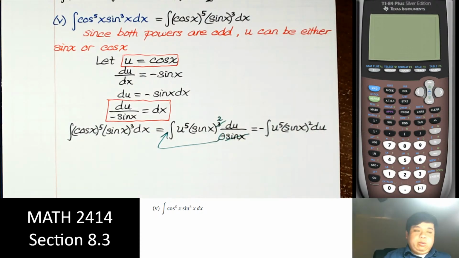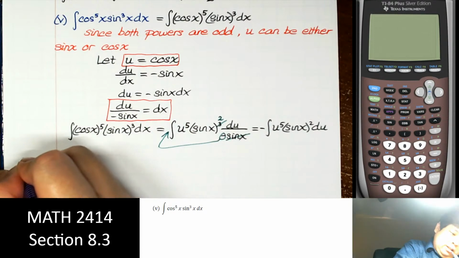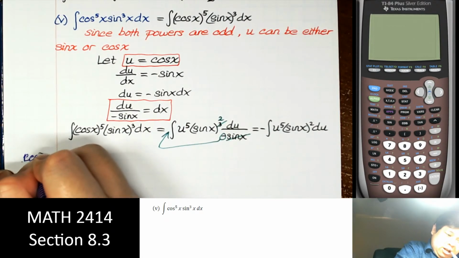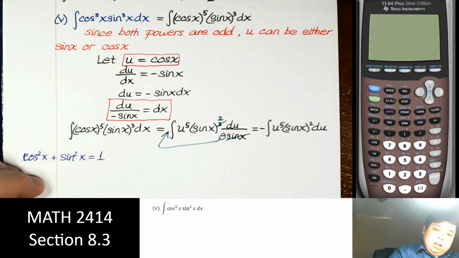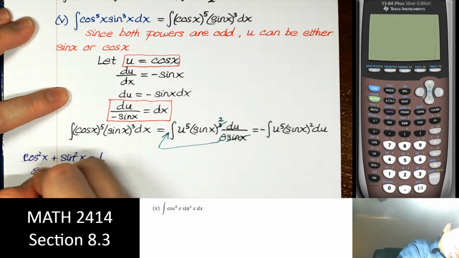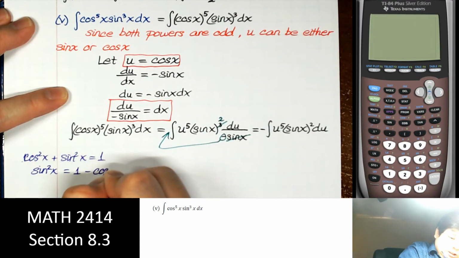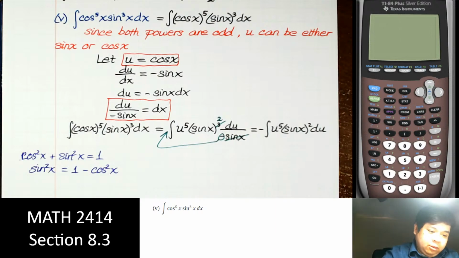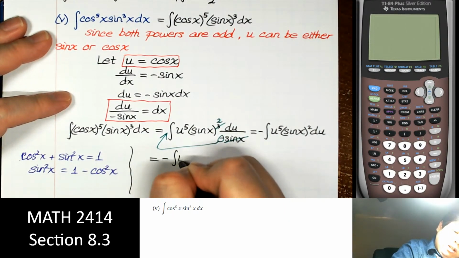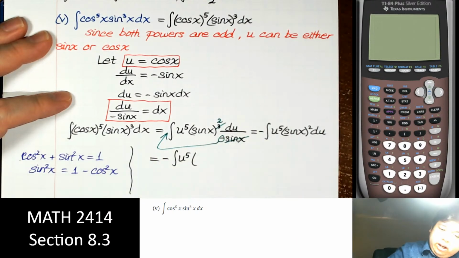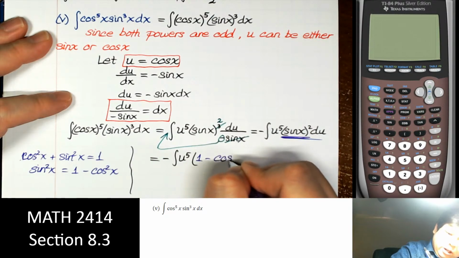And that's what we're left with. And then when we have cosine square plus sine square, so the sine square equals 1 minus cosine square. So we end up with negative u to the fifth sine square, which is 1 minus cosine square.